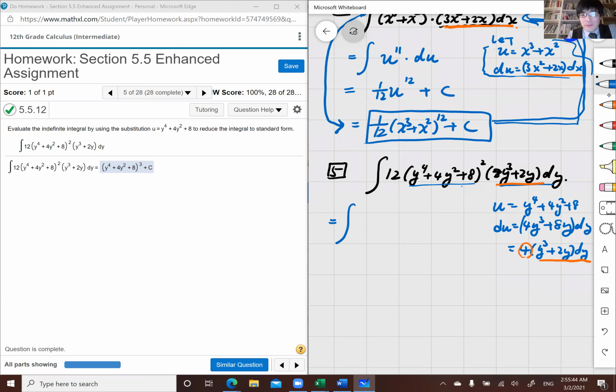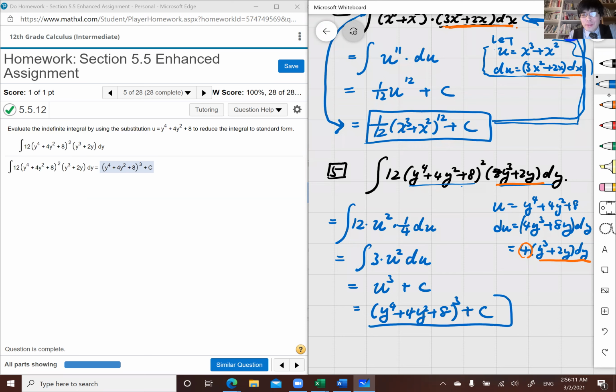So this becomes 12u squared times 1/4 du. So that's going to be 3 times u squared du. So the integral is going to be u cubed plus c. And put back to y. So (y to the 4th plus 4y squared plus 8) to the power of 3 plus c. Okay. And check your answer again.